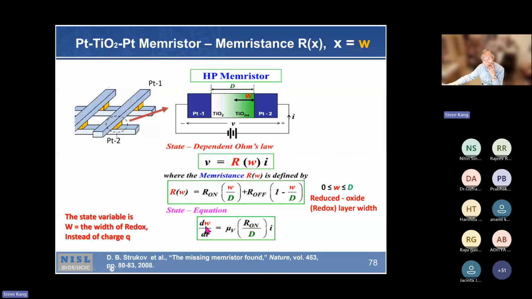And then the W equation, dW/dt, state variable, is mu_V, mobility, R_on divided by D multiplied by current, for instance. So again, I emphasize that state variable here is W. So it's a generalized memristor. It's rather a memristive device, but later we decided to call everything memristor, right?